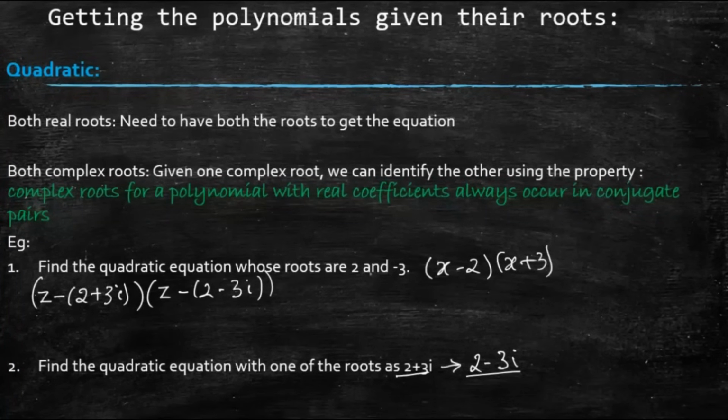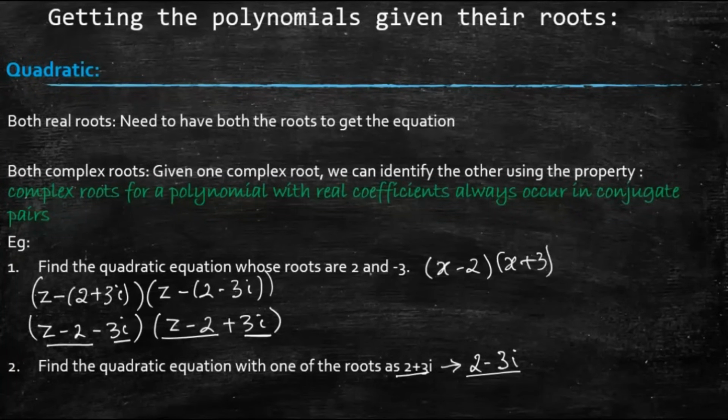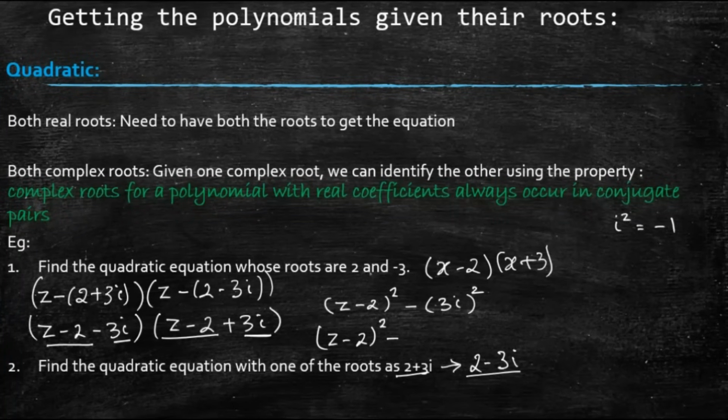It's easy to multiply. You can expand this, z minus 2 minus 3i, the first one. Open the bracket for the complex number, z minus 2 plus 3i. Once you open the bracket, you can identify that it's of the form a minus b and a plus b, which gives you a square minus b square. And you should remember that always i square is minus 1. Therefore, this is (z minus 2) the whole square minus 3i squared, which is 9 times minus 1. Therefore, it's plus 9.